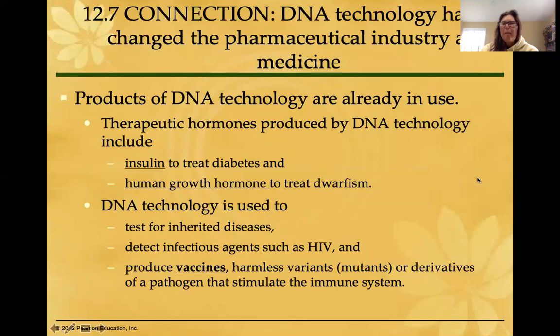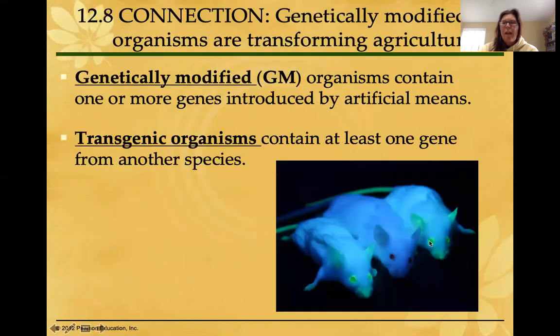So again, therapeutic hormones produced by DNA technology. I talked about insulin to treat diabetes and HGH, human growth hormone, to treat dwarfism. It helps get them a few more inches of their height. We are also using DNA technologies to test for inherited diseases, to detect infectious agents, and we are working on producing vaccines or other derivatives of a pathogen to stimulate the immune system to be able to fight certain infections. So lots of things that we're using all this molecular biology to do now, which is why I wanted to make sure we talked about this.